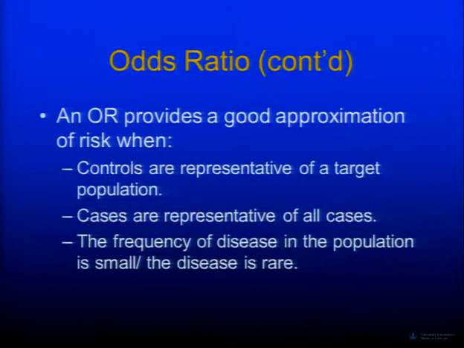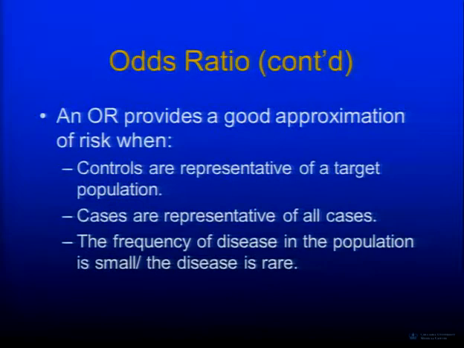So an odds ratio is a good approximation of risk when the controls are representative of the target population. In other words, there's no bias in your control. You have a good control group. It also holds when the cases are representative of all cases, and when the frequency of the disease is small, or the disease is rare. So those are the scenarios where sometimes we say an odds ratio would approximate a relative risk.